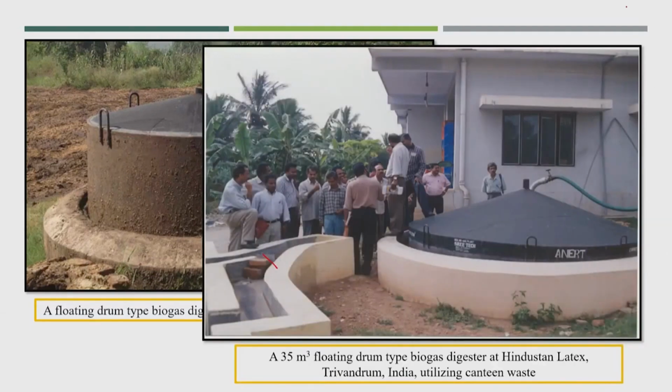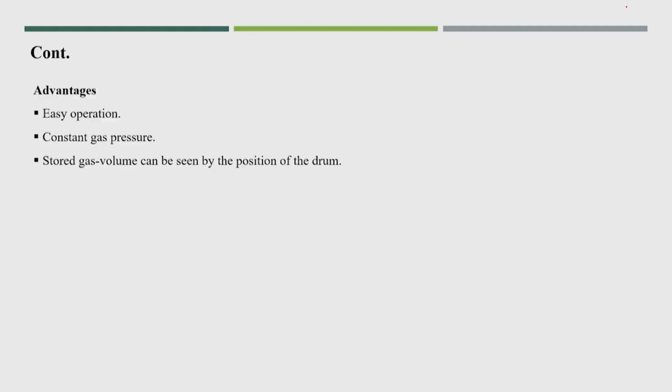So, this is one of the units, a 35 meter cube floating drum type of reactor. You can see this is also a metal unit. Now, what are the advantages? Easy operation, constant gas pressure, and stored gas volume can be seen by the position of the drum. This is one very important benefit.